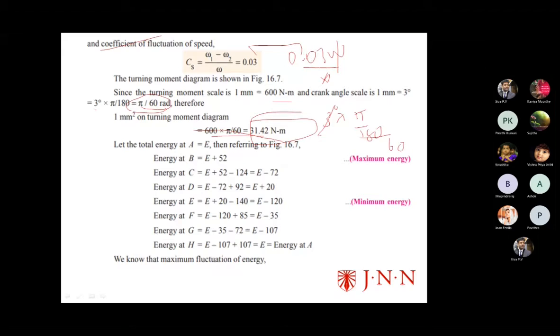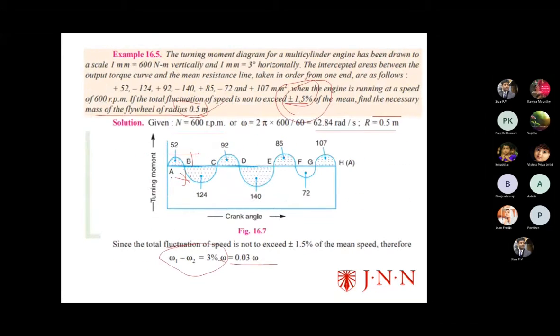Now similarly, let the total energy at A equal E. Then at B it is E plus 52, and at C it is E plus 52 minus 124. At point A we have just E. When we come to B, it is E plus 52 and it stops there, but at point C we calculate E plus 52 minus 124. Again at D, we add plus 92, so minus 124 plus 92.